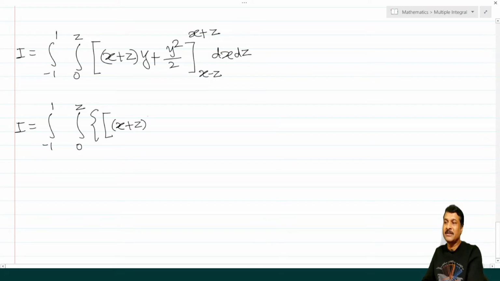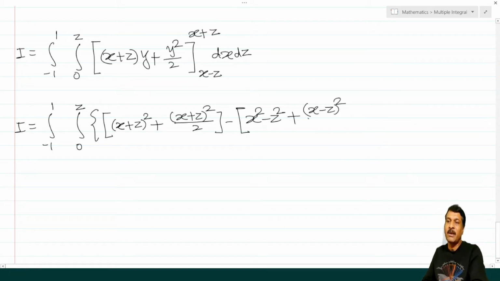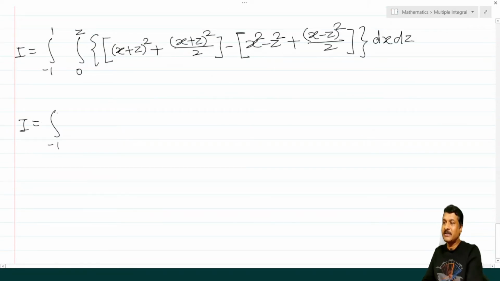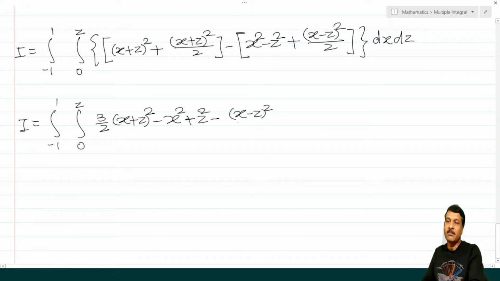So I am getting x plus z whole square plus x plus z whole square by 2, minus now lower limit x plus z into x minus z. So it will be x square minus z square plus x minus z whole square by 2 into dx dz. Simplify it. So I am getting I equal to integration from minus 1 to 1, integration from 0 to z, and here x plus z it is 1, and here half means it is a 3 by 2, x plus z whole square minus x square minus minus plus z square, and minus x minus z whole square by 2, with respect to x and z.